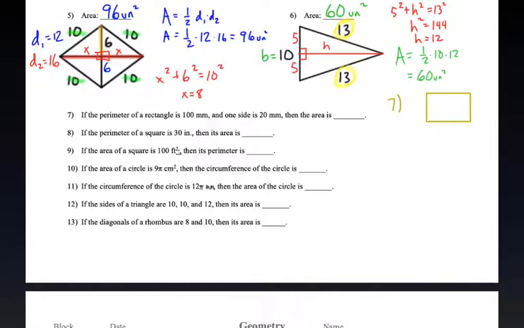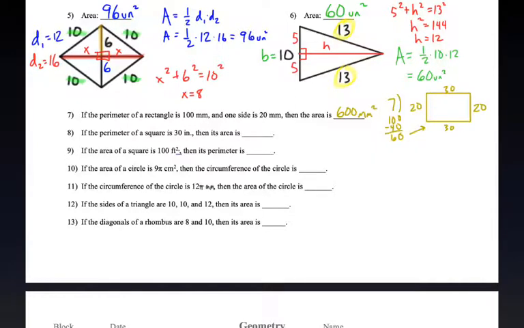Number 7, the perimeter of that rectangle is 100 with one side equal to 20, which means the opposite side is also equal to 20. 100 take away 40 is 60. Those other two sides have to add up to 60, so they're 30 and 30. So the area is going to be 20 times 30, 600 millimeters squared.